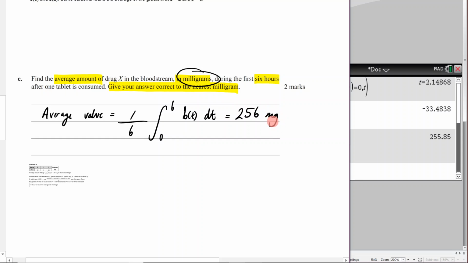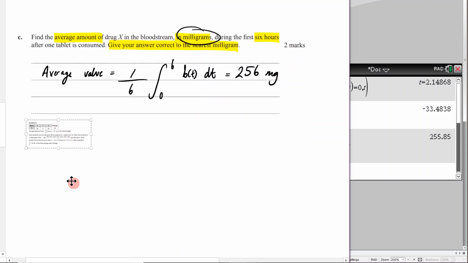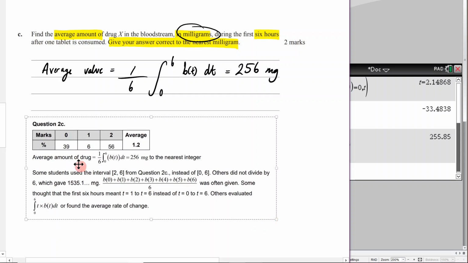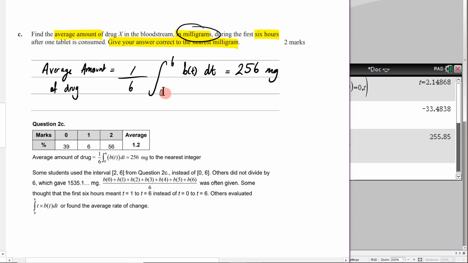Let's now look at the examiner's report right here. So as you can see, 56% of students got the full 2 marks here. The average amount of drug, so I wrote the average value. Let's just use exact language here. So average amount of drug equals 1/6, let's put brackets around this, the integral of B(t) dt, equals 256, nearest integer.